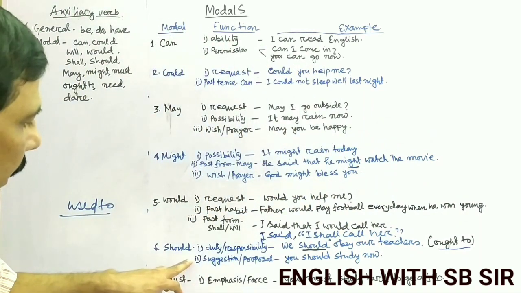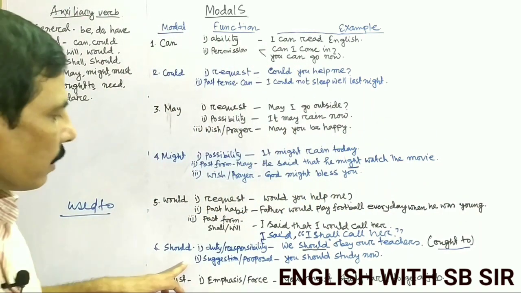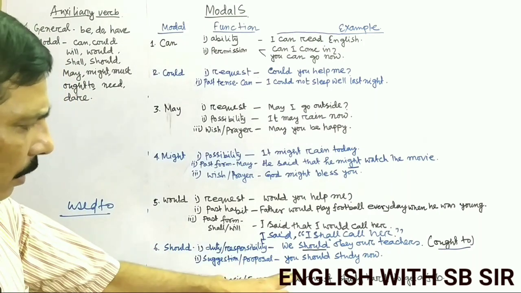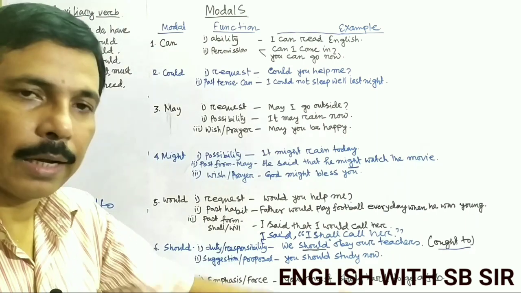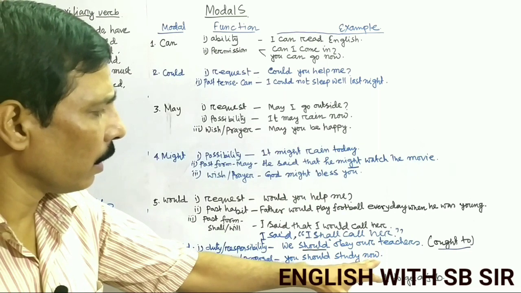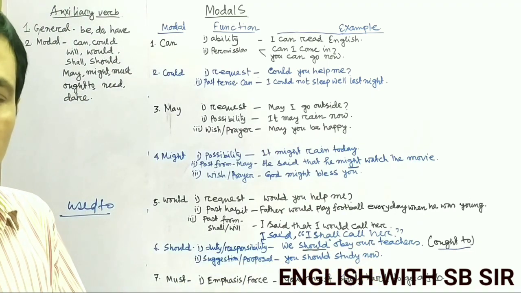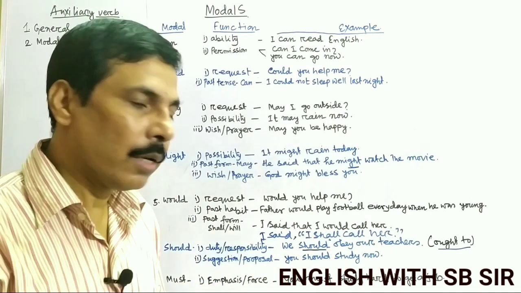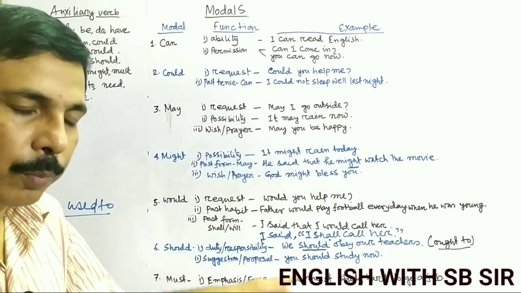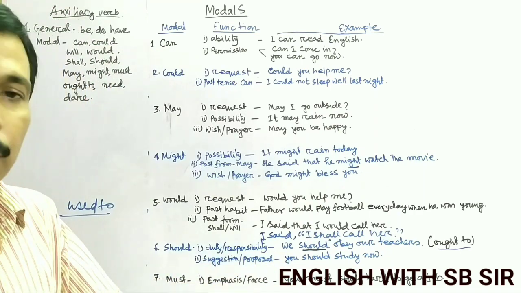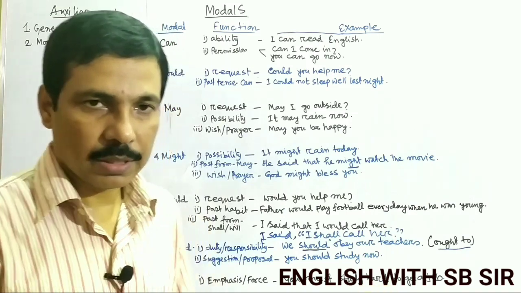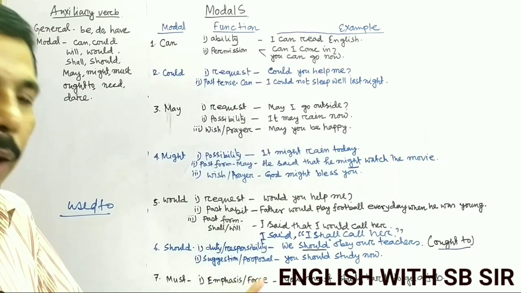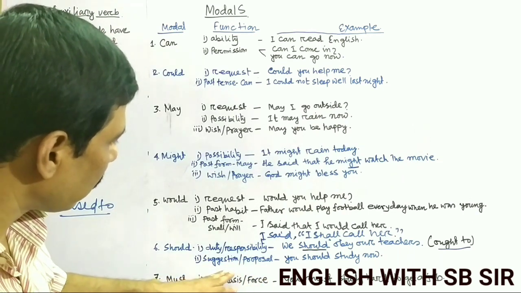Now number 2, the second expression of should is suggestion or proposal. Should expresses a suggestion or proposal. Here the example is, you should study now. You should not go outside at night. So it expresses a suggestion or proposal. Now, he said we should play football. She suggested that they should go home now. So this is should expressing suggestion or proposal.